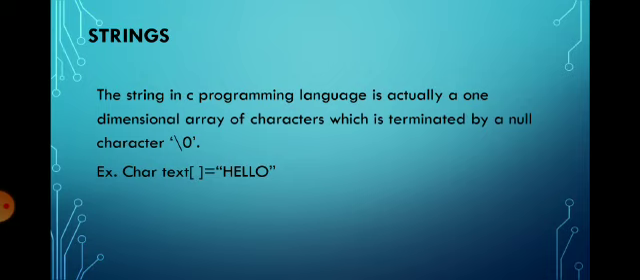Now strings. The string in the C programming language is actually a one-dimensional array of characters which is terminated by a null character. Example: char text equals to hello. Here each letter in the word hello is a character, like H is a character, E is a character, and the group of these characters is known as a string.